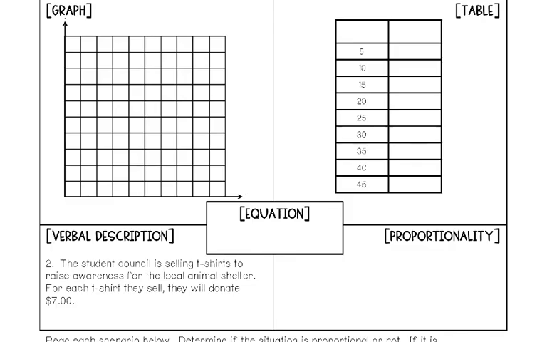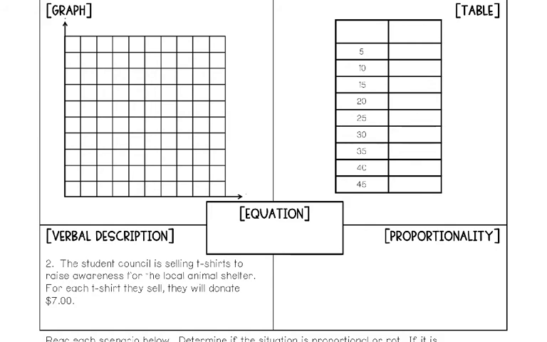So let's look at another example, except this time we have a verbal description, and it's written right here in the verbal description part. We're going to fill out a graph, a table, explain if it's proportional or not, and write an equation, all based on this verbal description. If you want to take a second and try this all by yourself, pause the video and then press play when you're ready to check. Otherwise, I'm just going to walk through it with you.